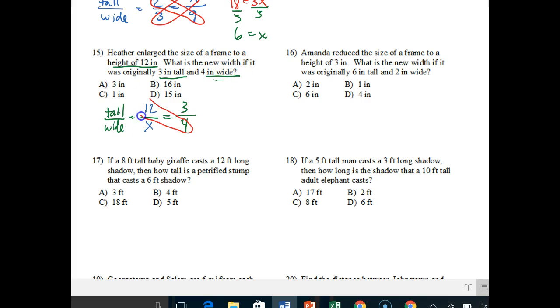So 12 times 4 is 48. 3 times x is equal to 3x. And then again, we just divide by 3, x is equal to 16.